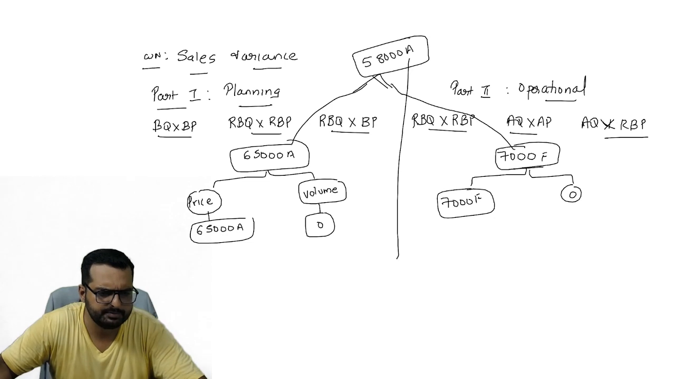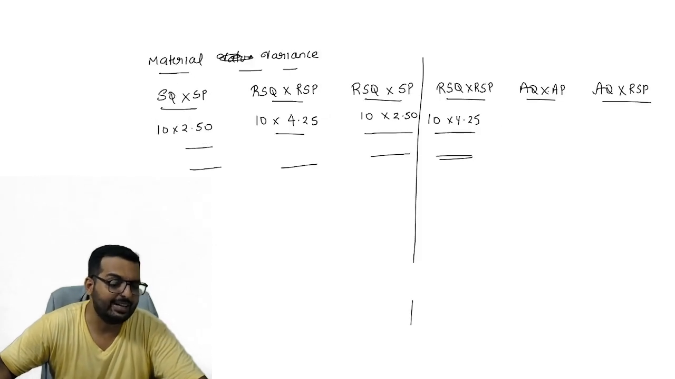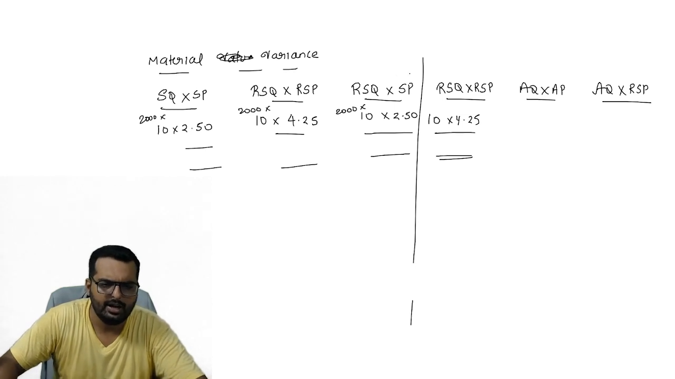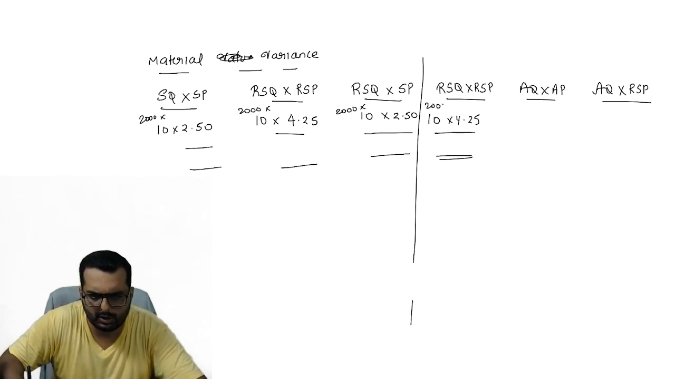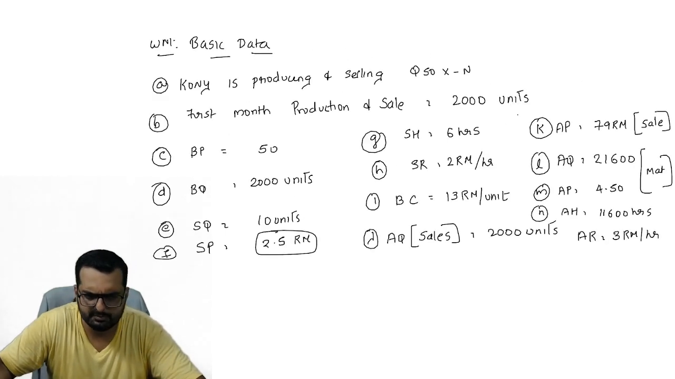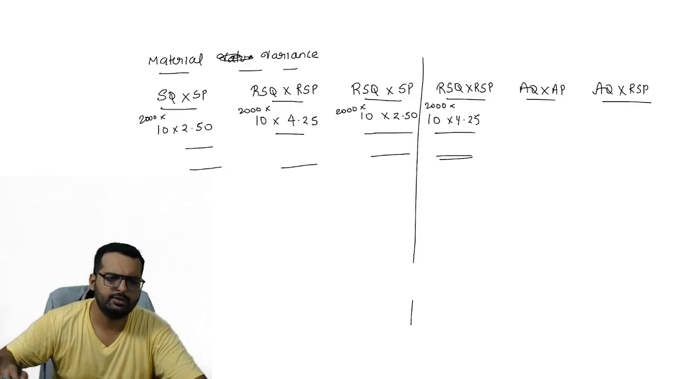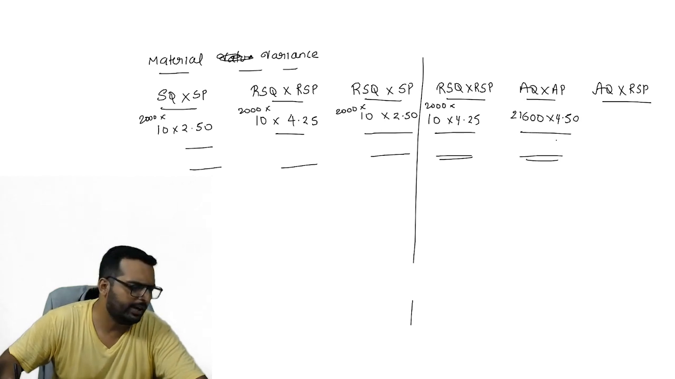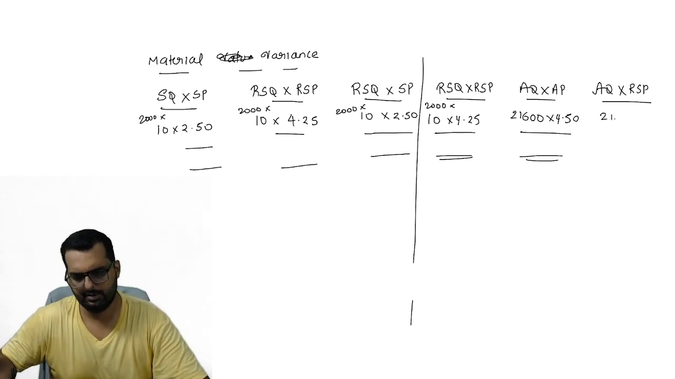AQ was how much? Okay, you will not take 10. You will take based on actual output. So it will be 2000 into 10. And here also it will be 2000 into 10 into 4.25. AQ is given as how much? 21,600 is it? And 4.5. So this one will be 21,600 into 4.5 and so on. Please try doing it this way. You will get the right answer.